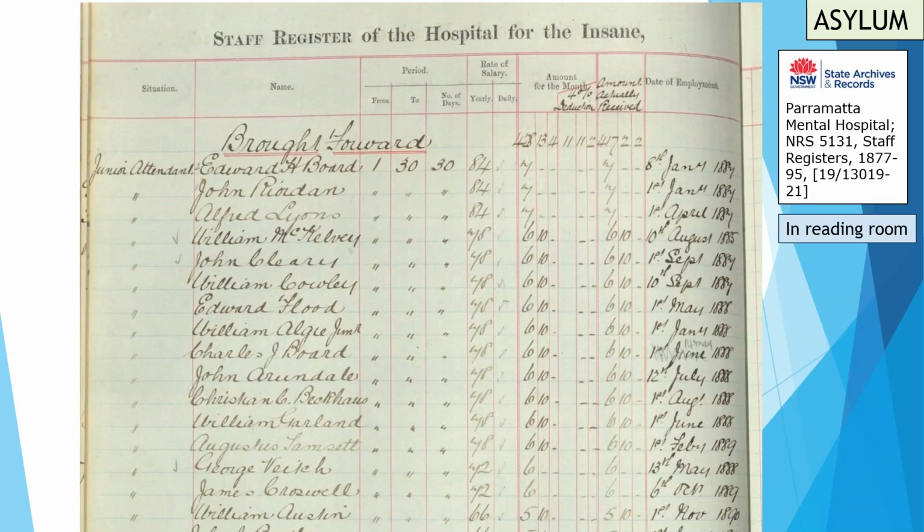Asylum records, we do have, not for all asylums, but we do have registers of staff underneath the asylums, and this is a good example of one. If you look across the page, you can see the rank, you can see the name, you can see the period that they were registered, and the pay that they were getting as well, and the date of their first employment.